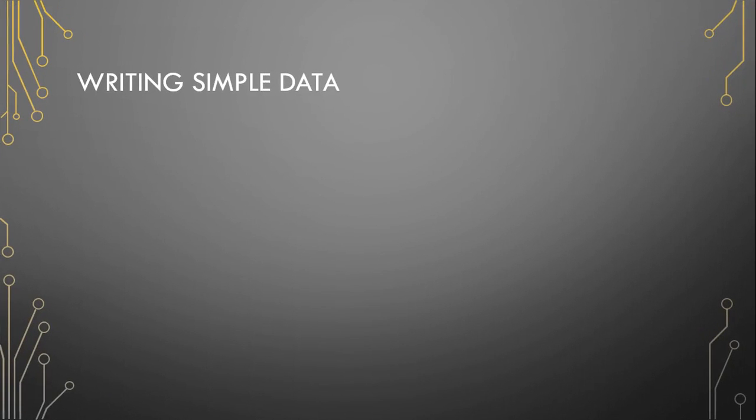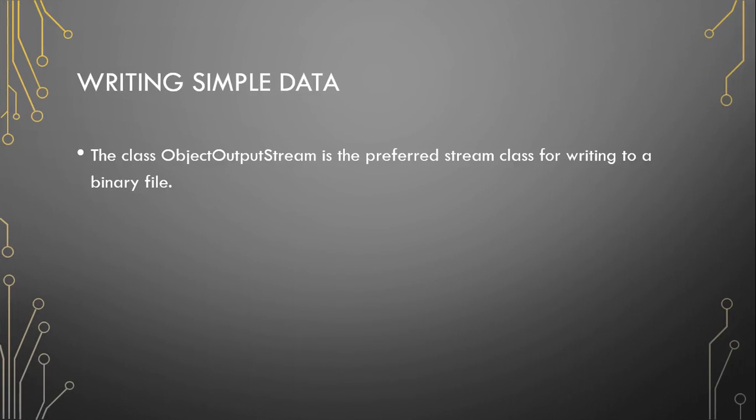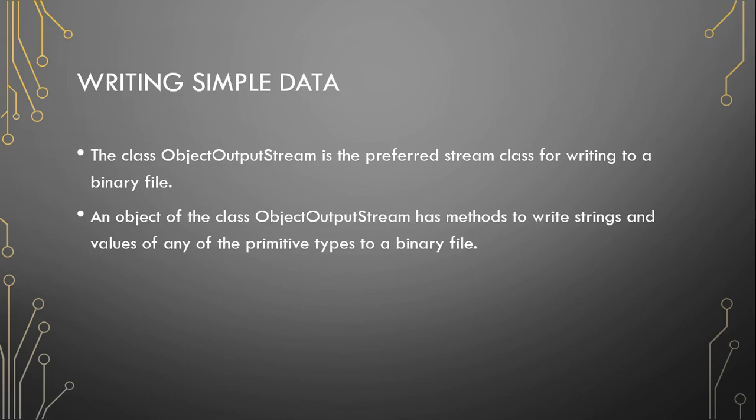All right, so let's actually look at writing some simple data. Now, the class ObjectOutputStream is the preferred stream class for writing to a binary file. It's kind of similar to how we have BufferedReader for things, but it's obviously not the same as, for example, our Scanner class. An object of the class ObjectOutputStream has methods, therefore, to write strings and values of any of the primitive types, such as int, boolean, char, etc., to a binary file.